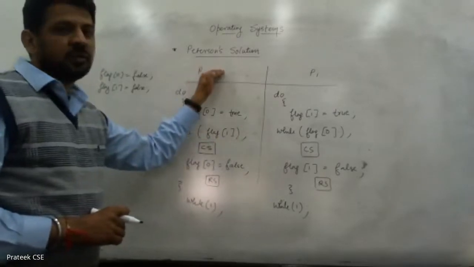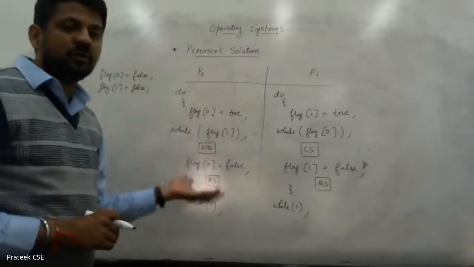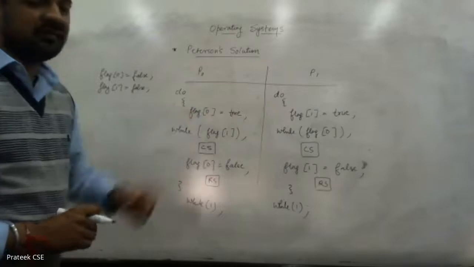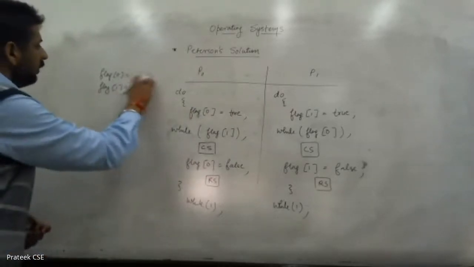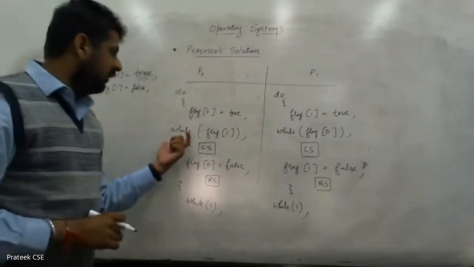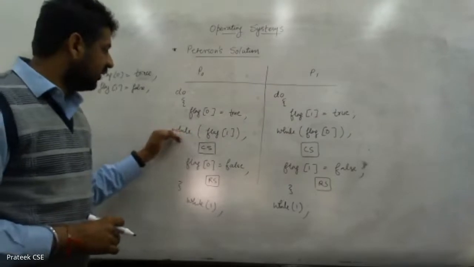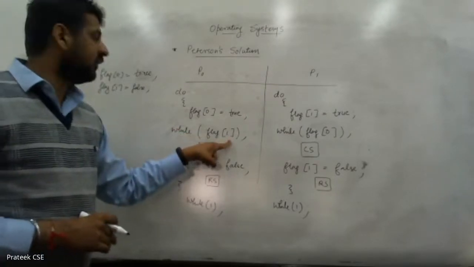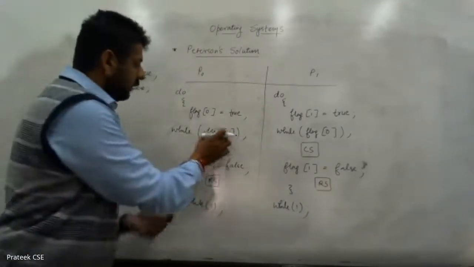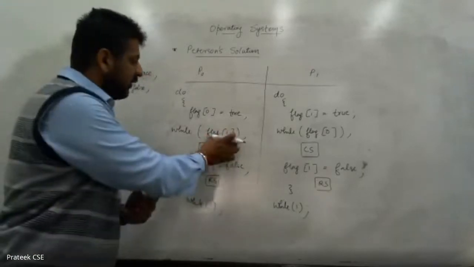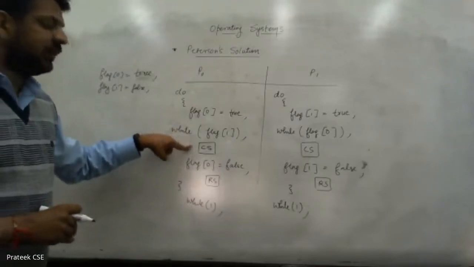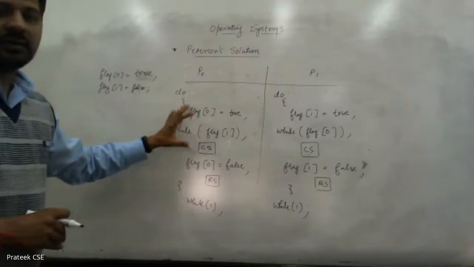If P0 wants to enter the critical section, this particular code will be executed. First of all, process P0 will set flag[0] equals true, so the value of flag[0] will be updated to true. Now there is a while condition which asks whether flag[1] is equal to true. The value of flag[1] is initially false, so this condition will be false. And if it is false, there is a semicolon here, so process P0 will be able to enter the critical section.